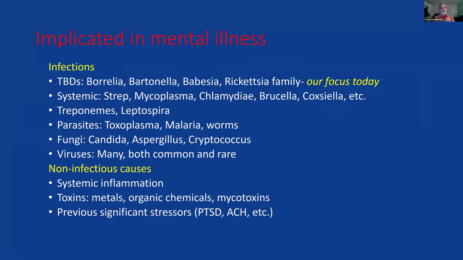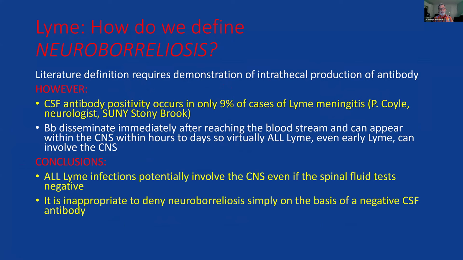One of the things I really want to make a big point about, what you're going to see in the literature, is the discussion of what's called neuroborreliosis, in other words, Lyme of the central nervous system. But the literature, and this again drives me crazy, says that neuroborreliosis is defined by the presence of antibodies in the spinal fluid, intrathecal production of antibody. We in the clinical world know that is a very insensitive test.